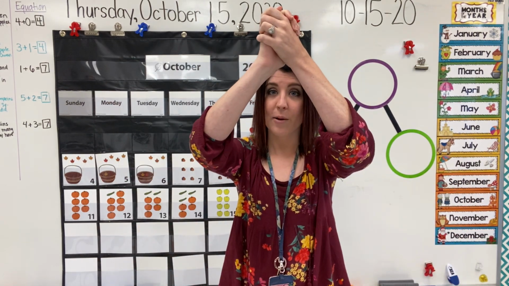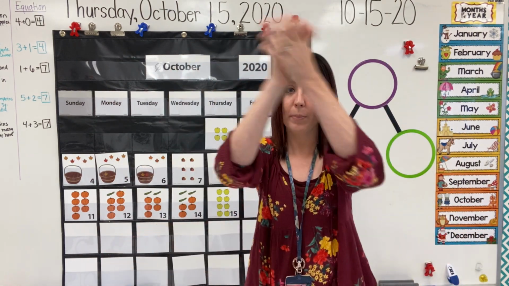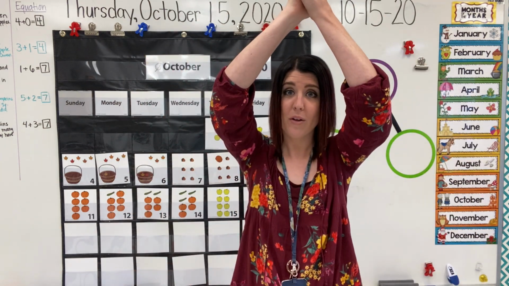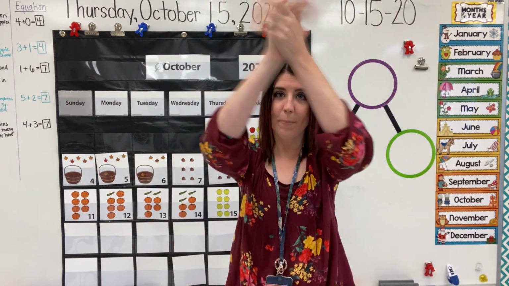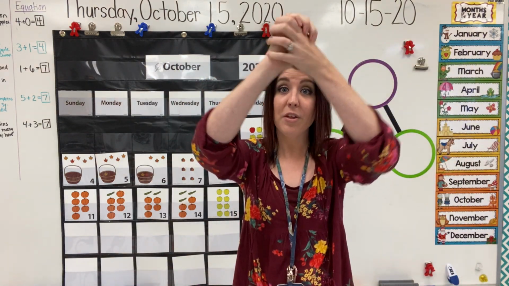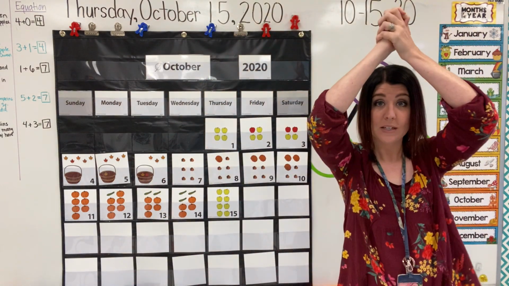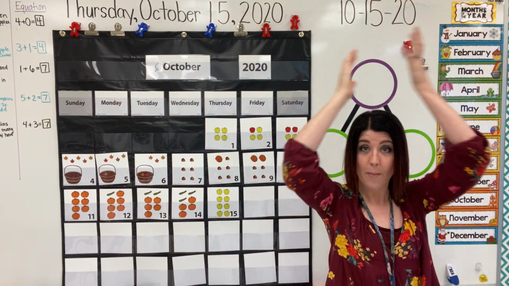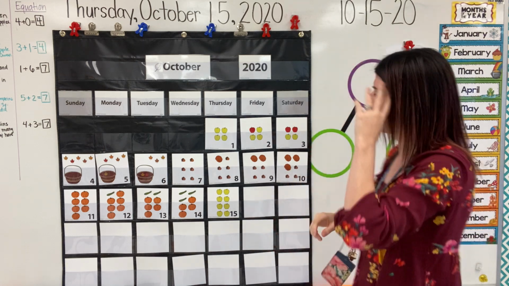Number bond. Say it with me. Number bond. Grab your part, grab your other part, and put them together in the top. Number bond. Very good. And remember, we use number bonds to put numbers together and take them apart.